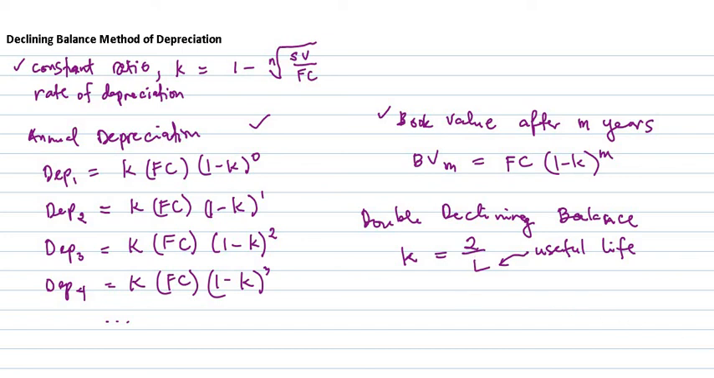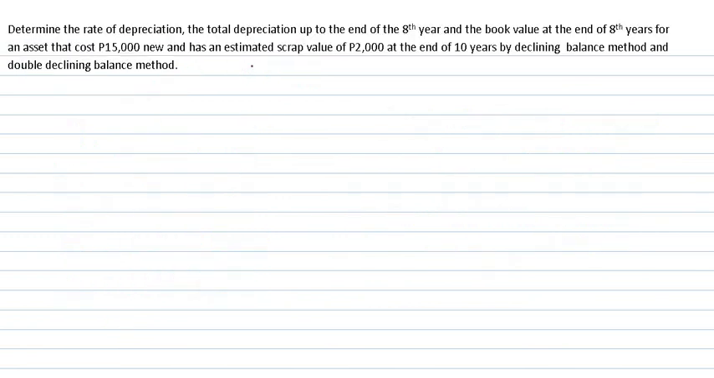Now we will proceed with an example. Determine the rate of depreciation, the total depreciation up to the end of the 8th year, and the book value at the end of 8 years for an asset that costs 15,000 new and has an estimated scrap value of 2,000 at the end of 10 years, by declining balance method and double declining balance method.